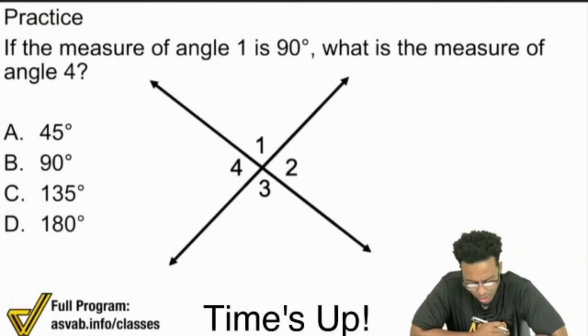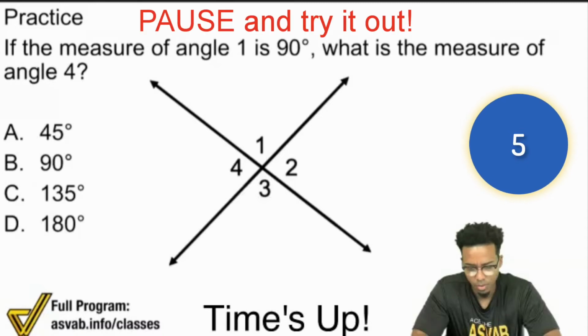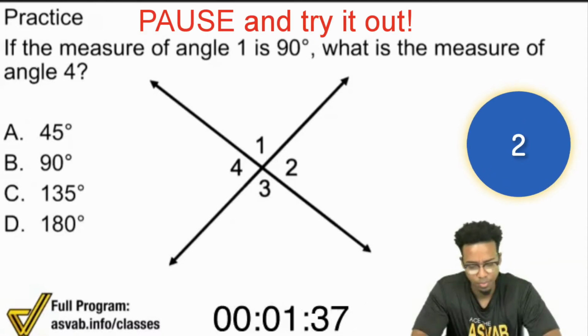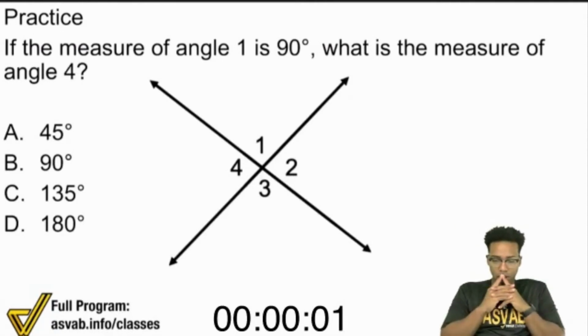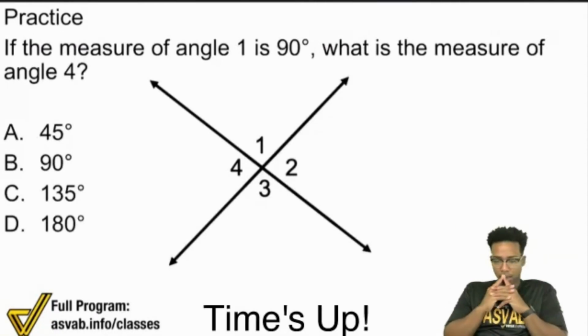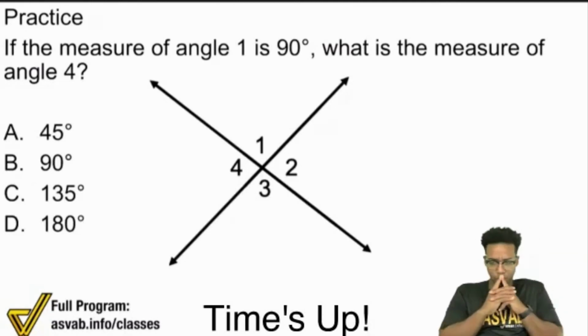If the measure of angle 1 is 90 degrees, what is the measure of angle 4? Go ahead and give you guys that time that you need, starting now. Final 2, 1, and time. Answers in, everybody. What was it? Let's go ahead and turn it over to Jordan here. Let's see what you got, man.